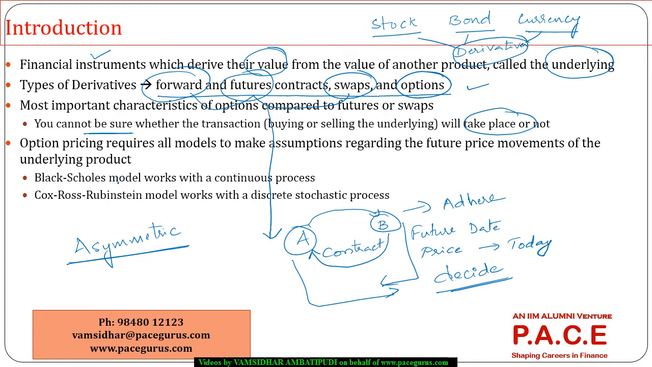how to model this kind of an asymmetric behavior or non-linear behavior, right? It's not a possibility of unlimited loss or unlimited gain. There is a chance that one of the parties might cap their loss, whereas they can get unlimited gain. So this is what we are talking about, a non-linear behavior. Option is the only instrument where a non-linear behavior exists.